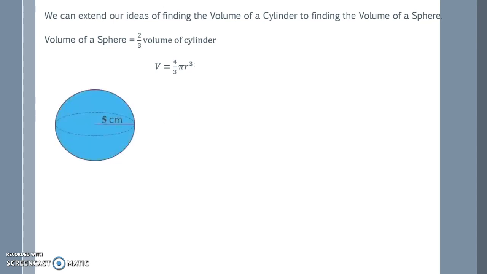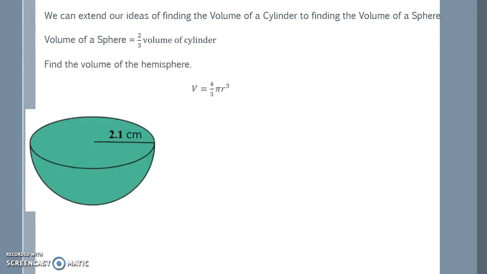So let's find the volume of this sphere here, which is 4/3 times 3.14 times the radius cubed, or 5 cubed. Multiplying all together gives us 523 3/10 centimeters cubed.